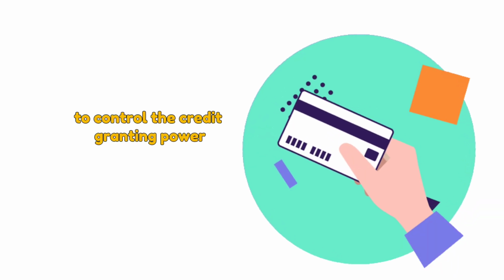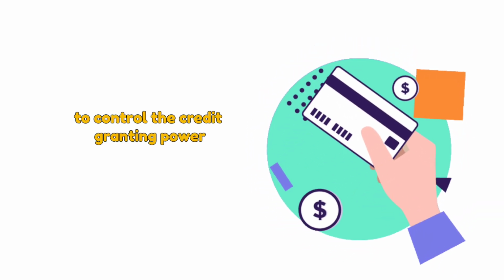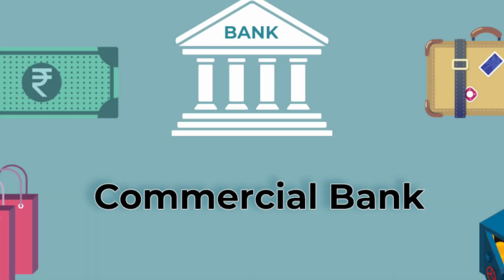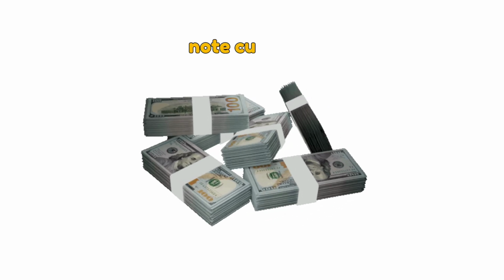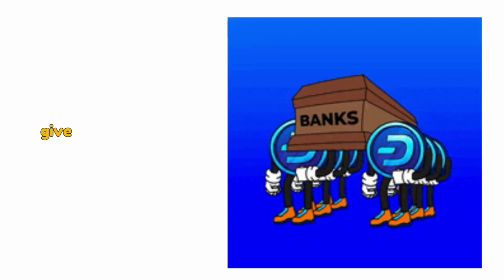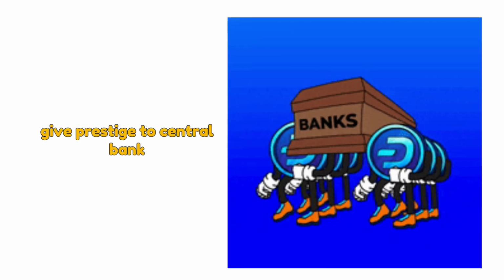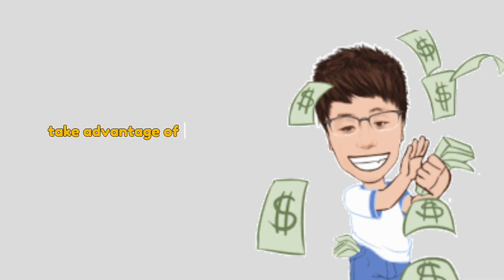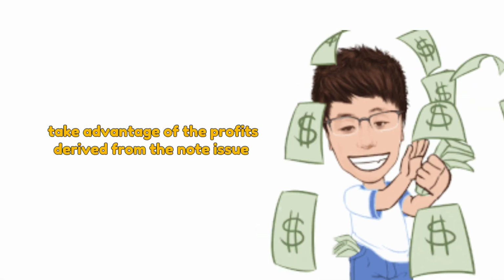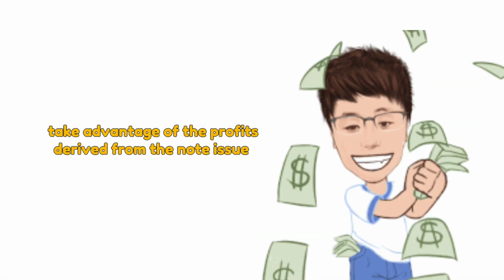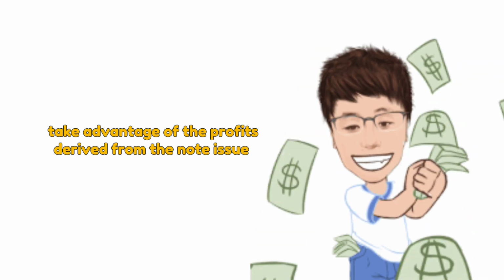Number 2, to control the credit granting power of commercial banks through control of their demands for note currency. Number 3, to give prestige to the central bank. And lastly, to take advantage of the profits derived from the note issue, which provides a source of revenue for the government. The second is government's banker, agent, and advisor.